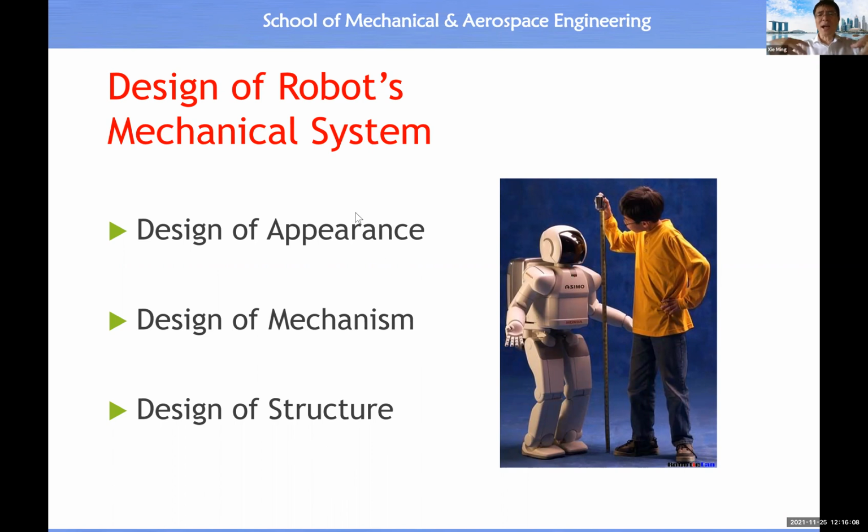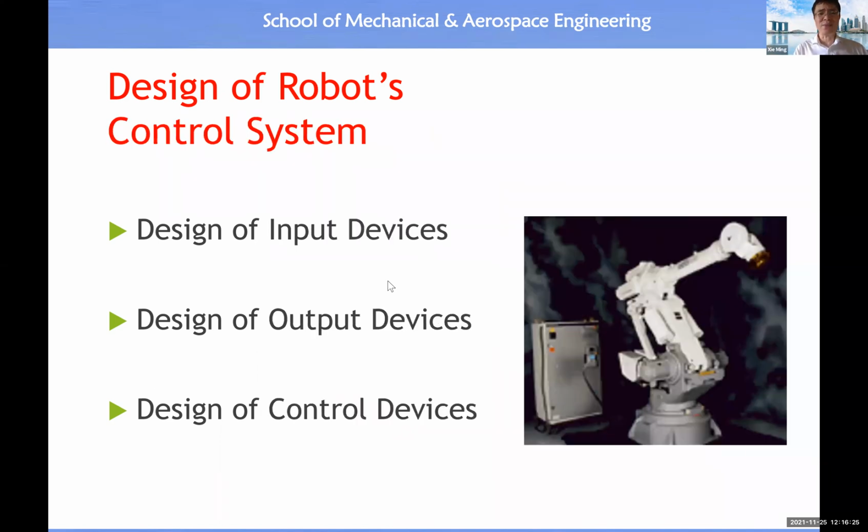Then this will provide space constraint for mechanism and structure. For industrial robot, you can start with the mechanism design, followed by structure. Appearance is not important at all for industrial robot, right? So these are the key considerations.